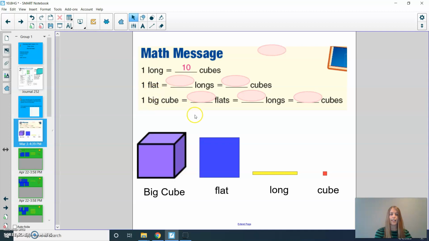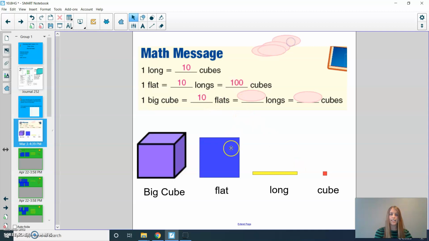How about 1 flat? How many longs is the same thing as 1 flat? And also how many cubes? If you said 1 flat is the same thing as 10 longs, you are correct. If you also said that it's the same thing as 100 cubes, that is correct. Now take a look at my big cube. How many flats would fit in there? How many longs? And how many little cubes would fit in there?